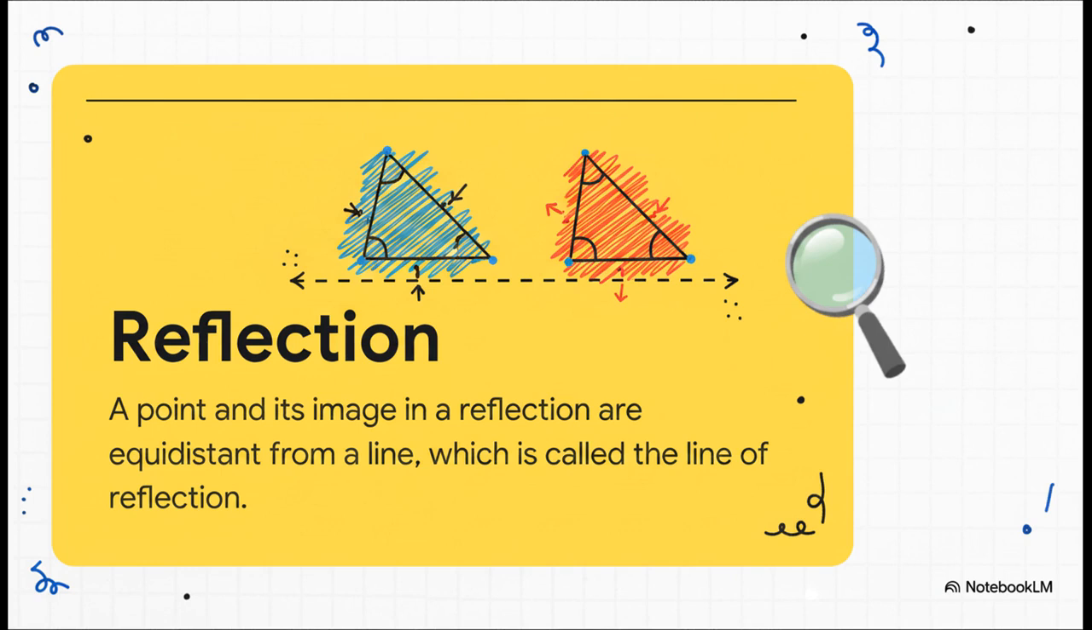Well, at its core, it just creates an identical copy of a shape, but flipped over. That imaginary mirror is what we call the line of reflection. And every single point on the shape is the exact same distance from that line as its copy.